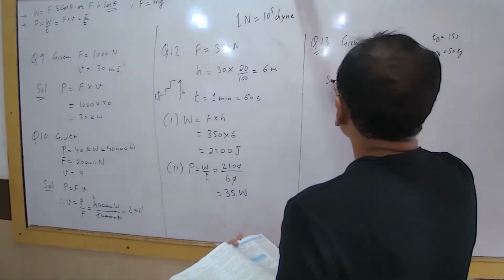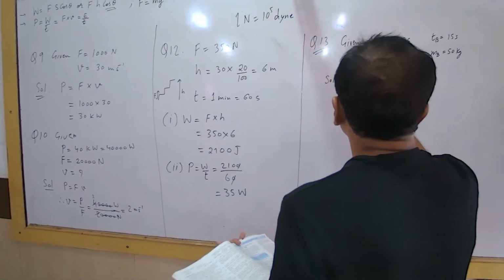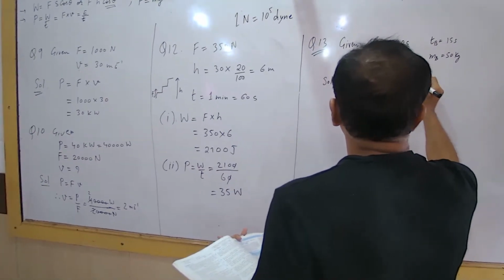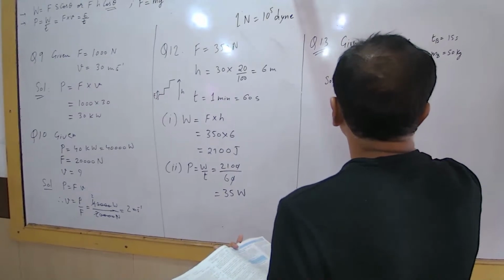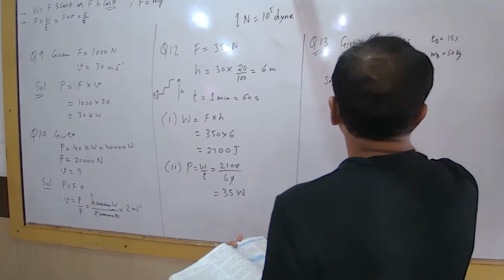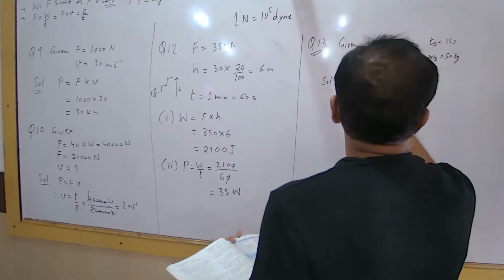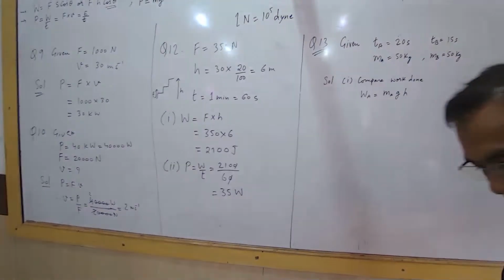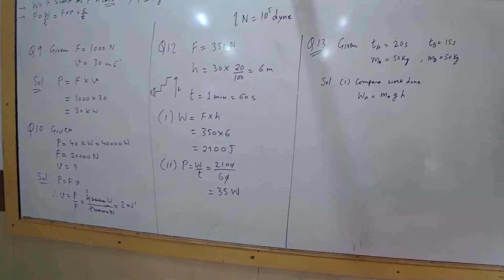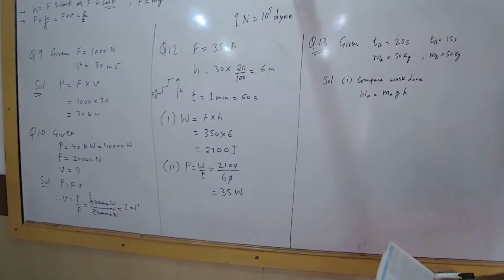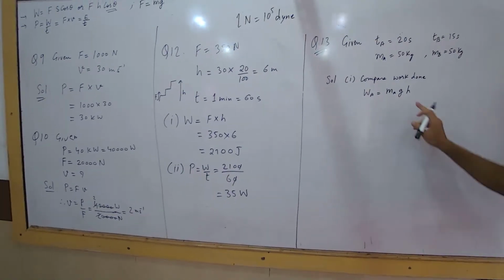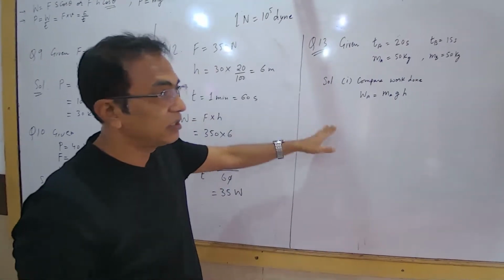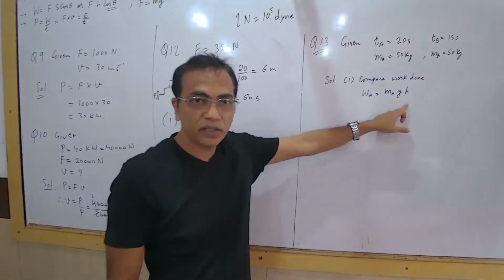So, solution. First you have to compare the work done. Is the value of g given in the question? No, so g will be g. So what is WA? WA is MA g into h. How much height are they climbing up the stair? It is not given, so you take it as h. Whatever is not given, use it as symbols. The other person is also climbing the same height.